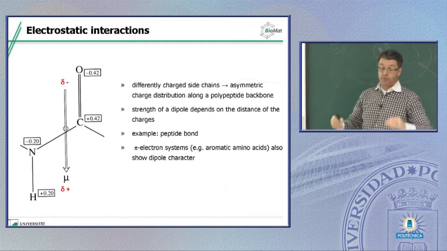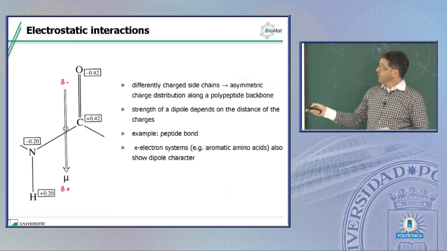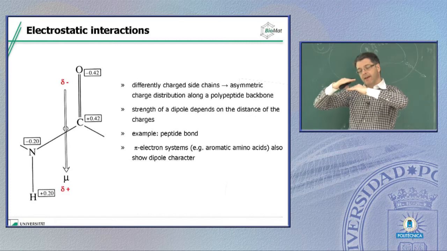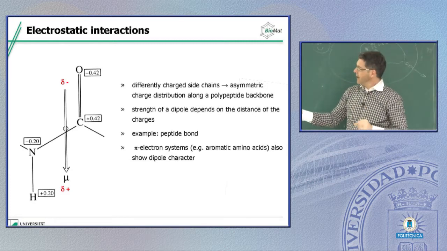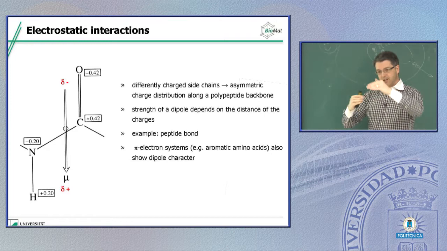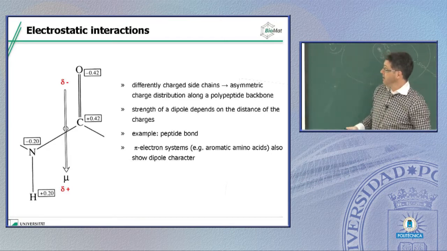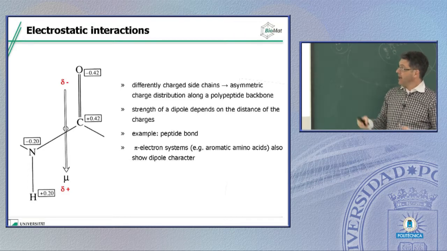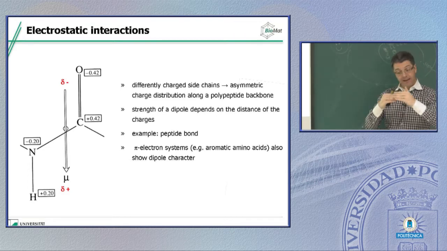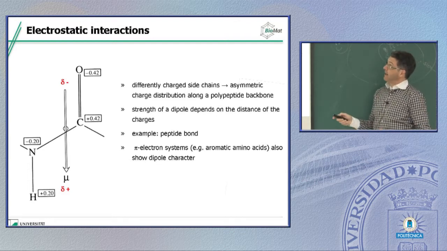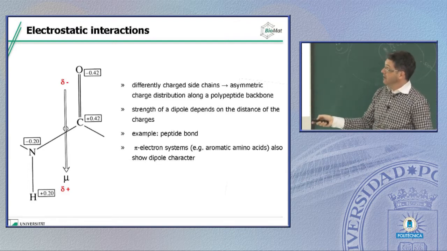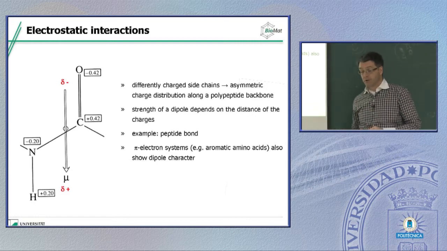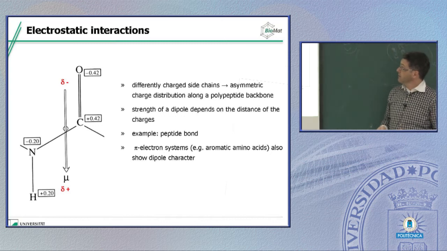And we make use of that when we make beta sheet structures. There the beta sheets can form just by packing the peptide bonds in a manner that these microdipoles actually interact electrostatically with each other. Also, pi-electron systems, like in aromatic amino acids, can show this dipole character, and they can also form very tight stacking. So this is a different type of electrostatic interaction in addition to the charged amino acids, but this is also of importance for protein stability.